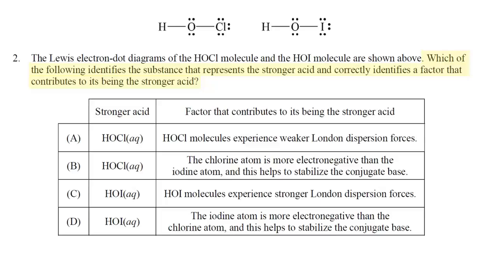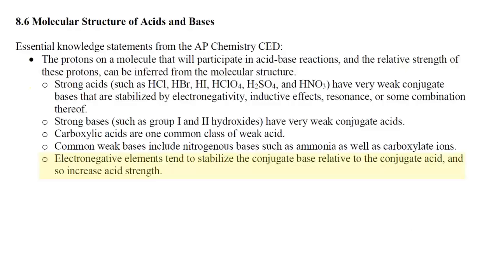So if we look at these 4 answer choices, we can see that 2 of them, choices A and C, talk about London dispersion forces, and then the other 2 choices, B and D, talk about electronegativity and stabilizing the conjugate base. Now, just like question 1, this question falls under topic 8.6, molecular structure of acids and bases, and you can see that final essential knowledge statement that's highlighted on this slide says that electronegative elements tend to stabilize the conjugate base relative to the conjugate acid, and so increase acid strength.